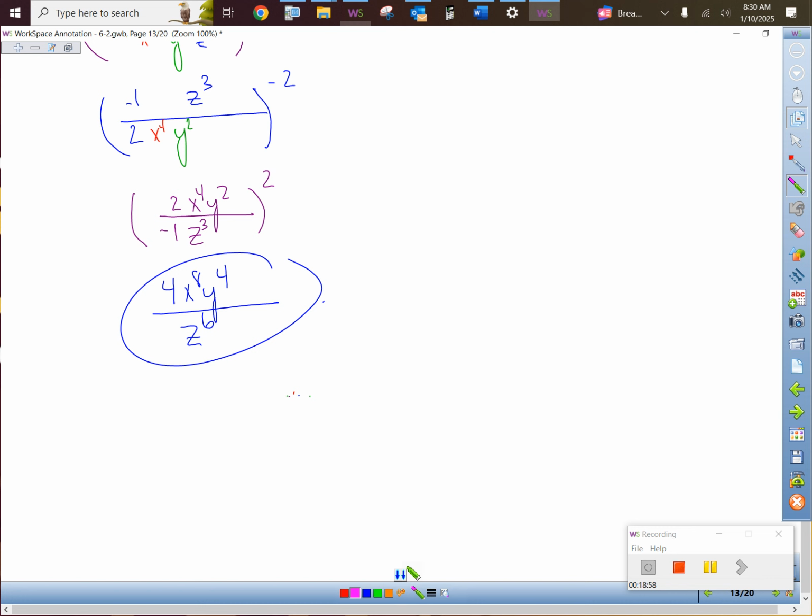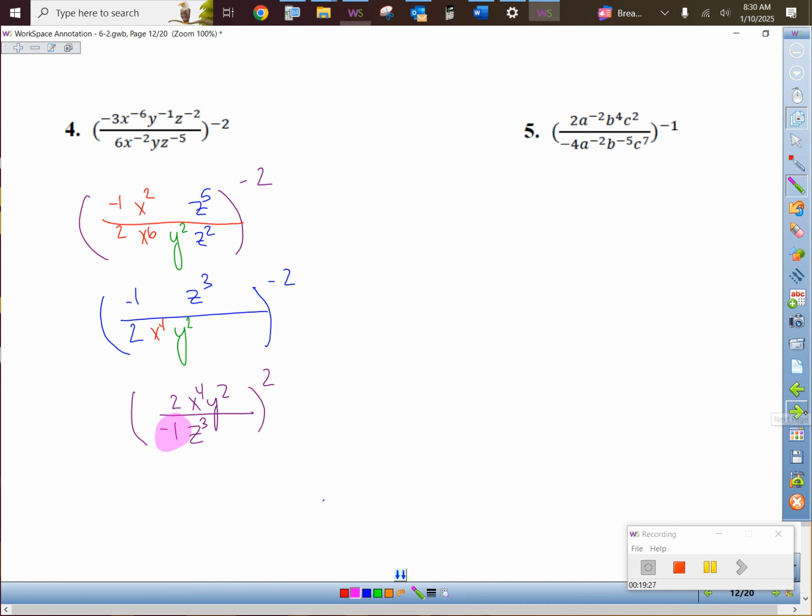The -1 squared becomes a +1, right? Because it's like -1 times -1. You know, it's a positive. Everything else, you're multiplying exponents. 4 times 2 is 8. 2 times 2 is 4. 3 times 2 is 6. You're multiplying the exponents on that guy. And then there's one more.